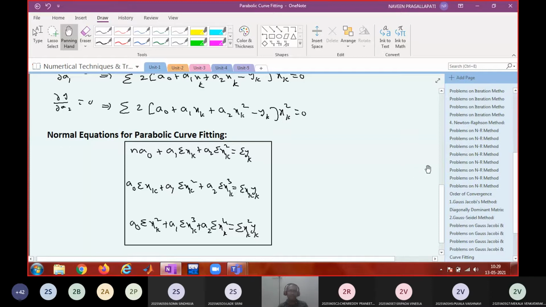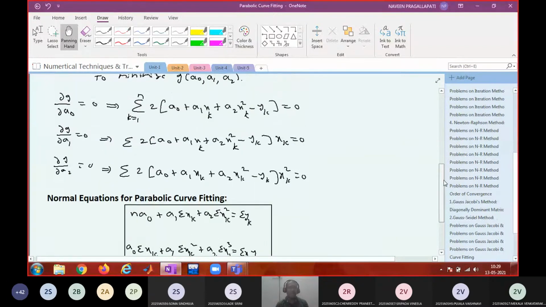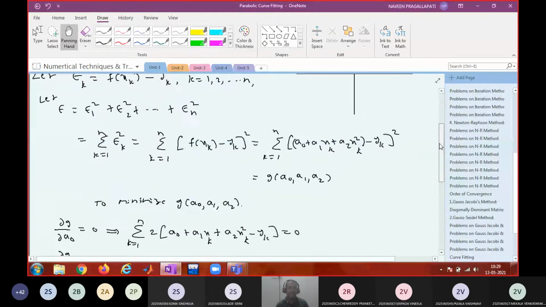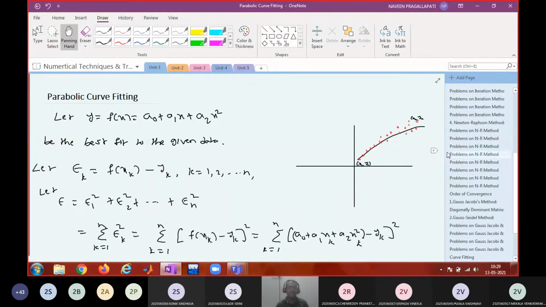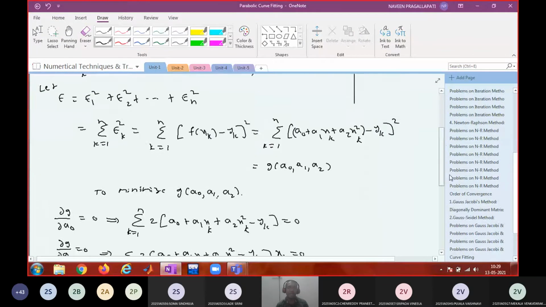So in a similar way, you can find normal equations for any given curve of the form. Did you understand this? How to get normal equations for a parabolic curve or a second degree polynomial? Got it? Yes. Okay, so just note down.